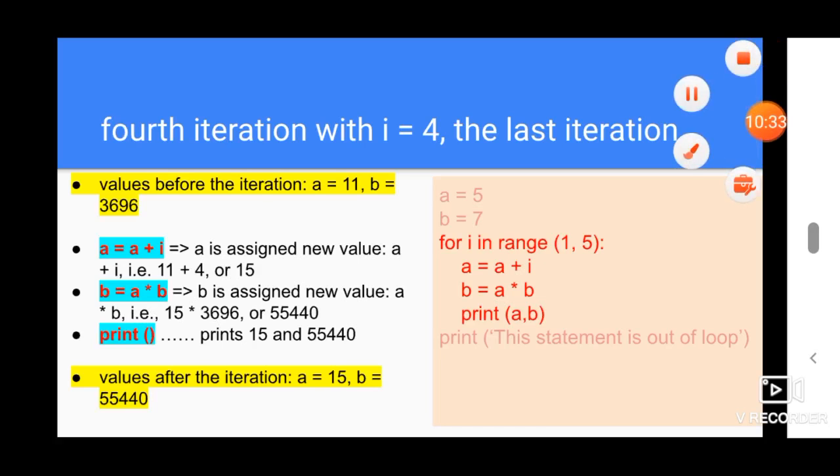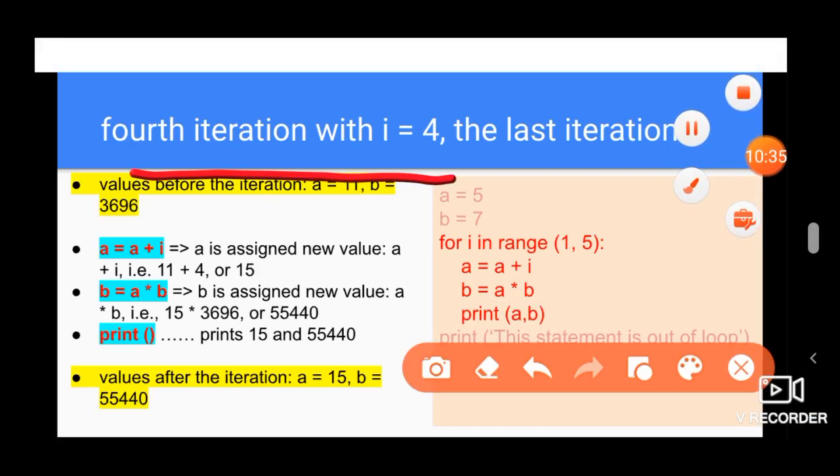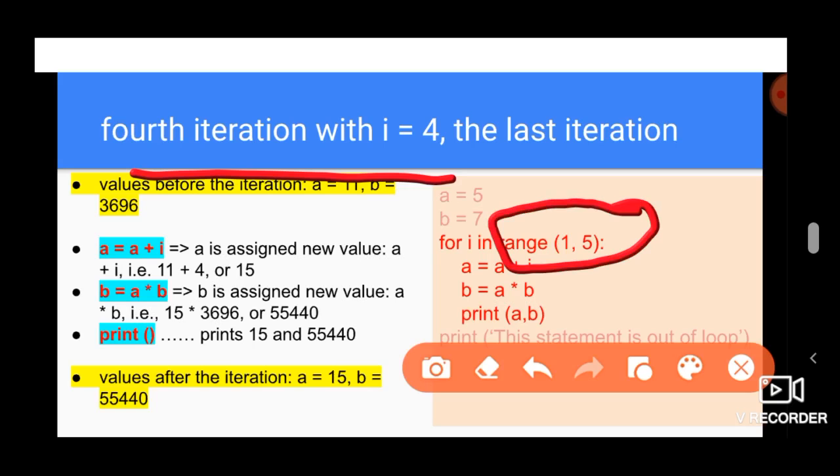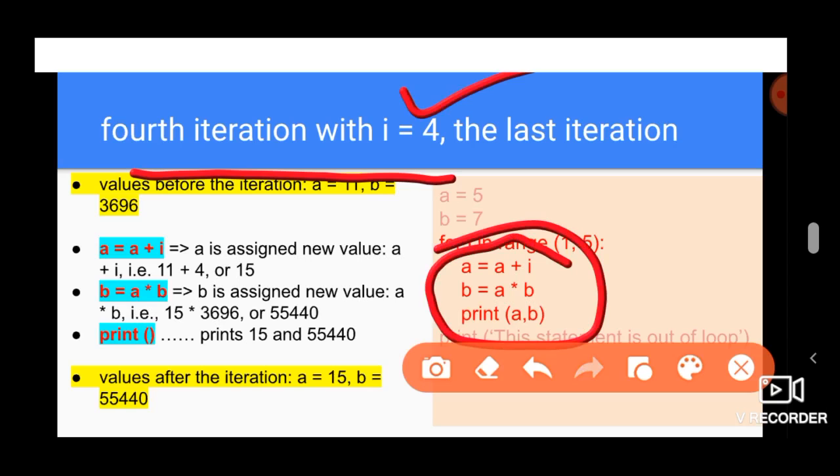Now we are at the last iteration of the for loop, because we said the values of i are going to be 1, 2, 3 and 4 as per the values written in the range function. So this time we are going to have i is equal to 4. Now let us see what the body of the loop does to our variables.